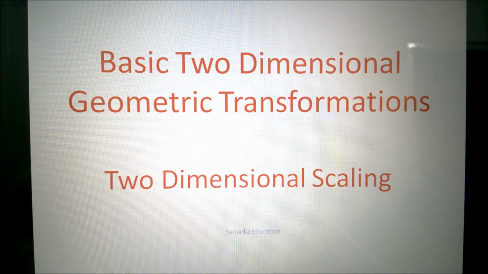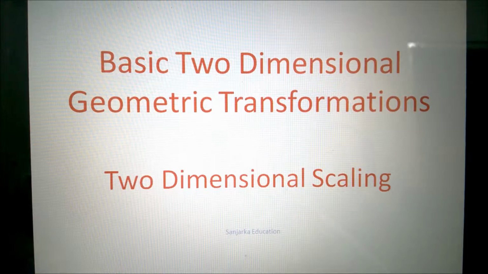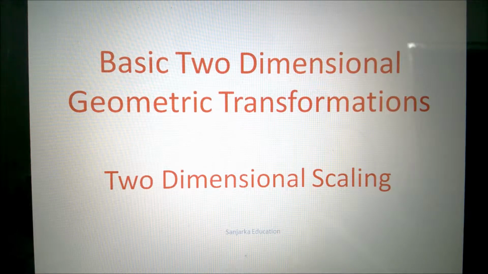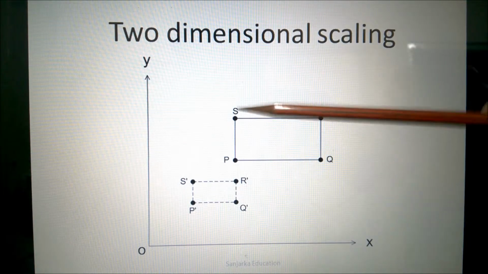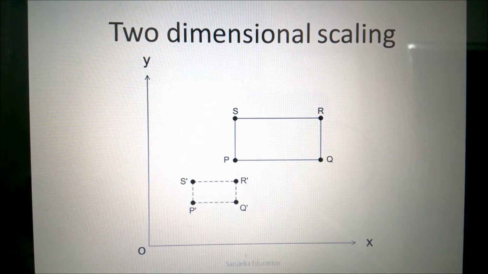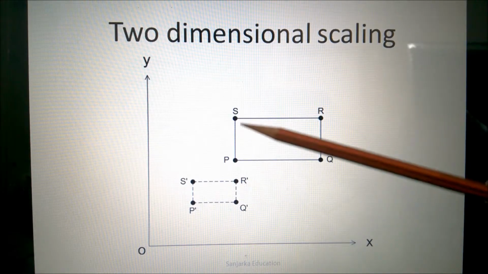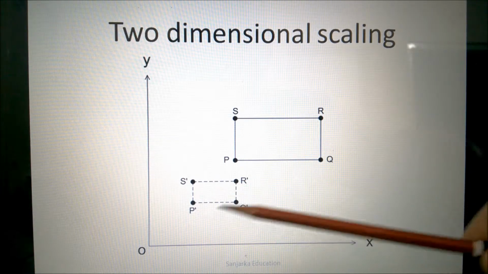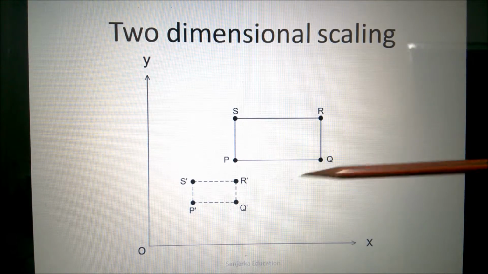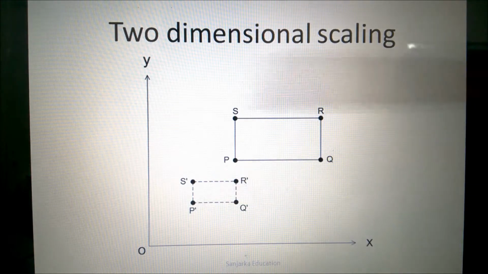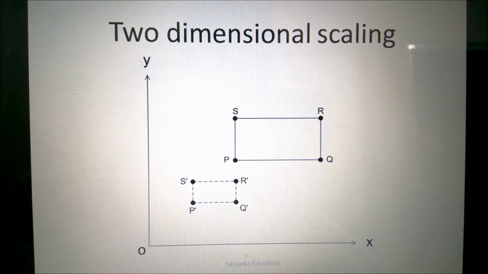Basic two-dimensional geometric transformations. In that, we'll discuss two-dimensional scaling. In this context, you see I have considered P, Q, R as 4 points, and because of scaling, P has been shifted to P dash, and corresponding Q has been shifted to Q dash, and correspondingly. Therefore you can see the solid lines I have given form a polygon, and that has been converted to another polygon due to scaling.